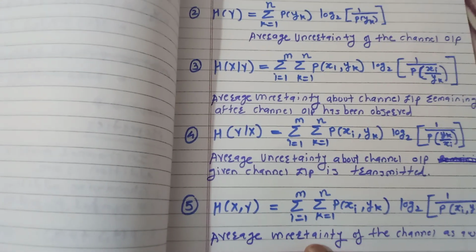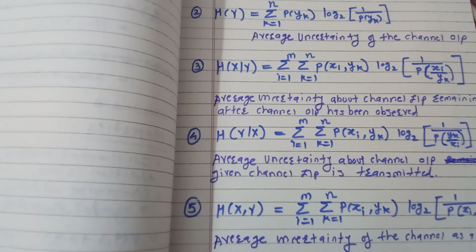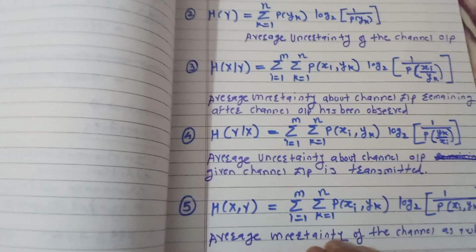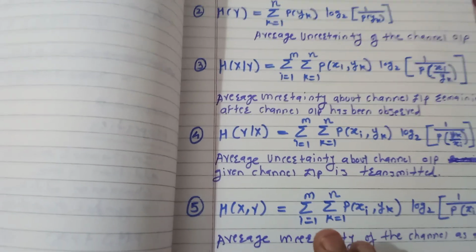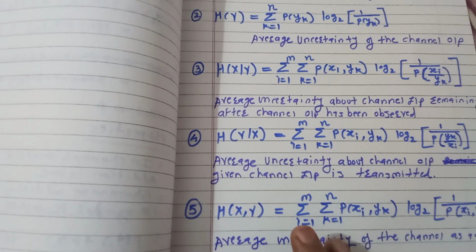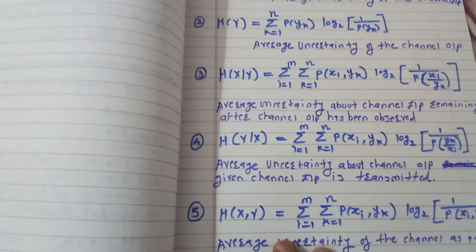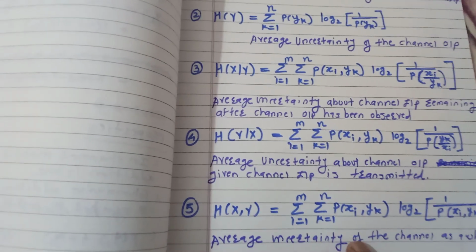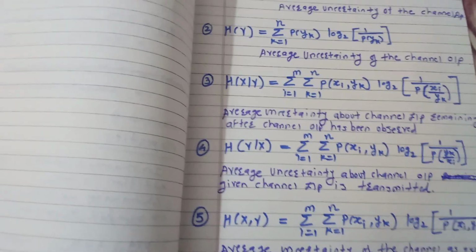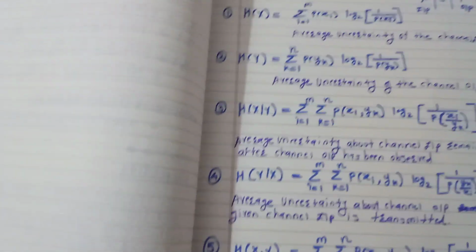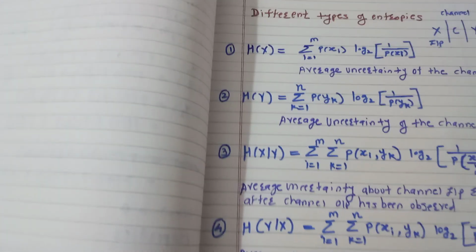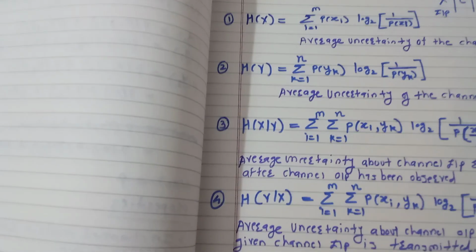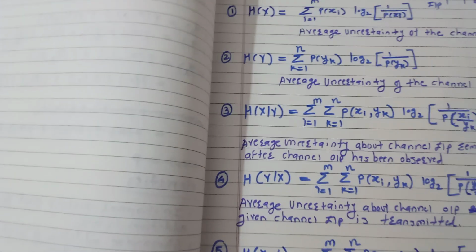So it is like I am teaching, you are learning, and a third person is saying where is the problem, whether I have not taught well, or whether you have not learned it well. That is the average uncertainty of the channel as a whole. So this is it for this video. Here we have understood different types of entropies and their formulas.